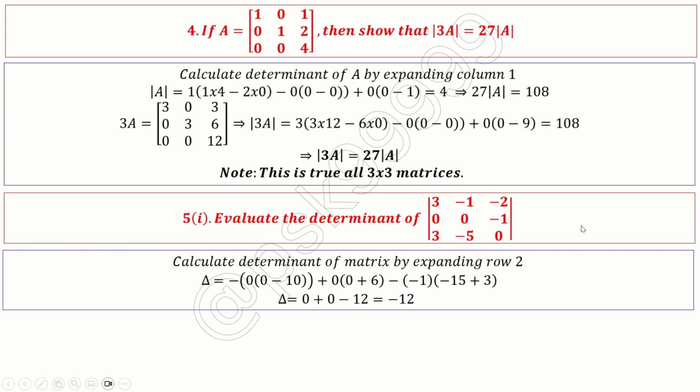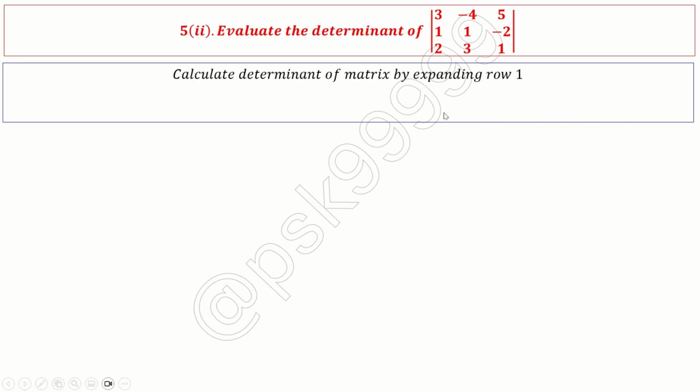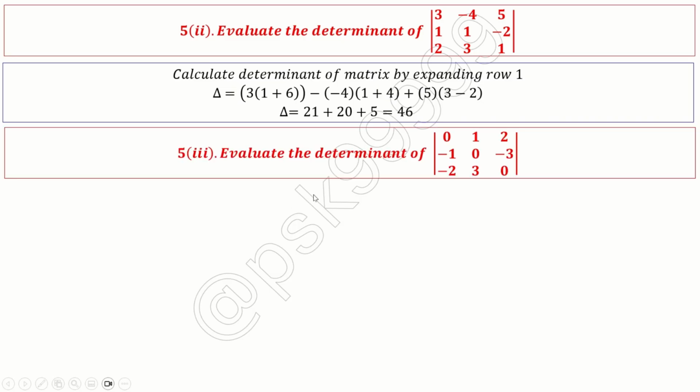Okay, so choose the row or column appropriately. Similar, evaluate, so all numbers are there. It is easy to choose this number, but you can choose anything you want. Okay, so I did by expanding by row 1. So you can cross check your answers. These are the simple questions, very simple determinant questions. You can do it yourself.